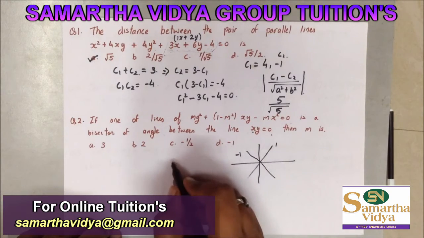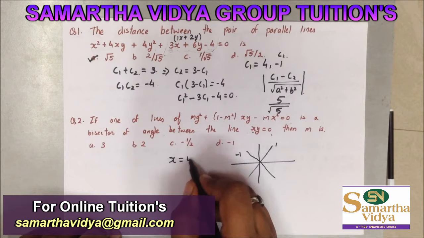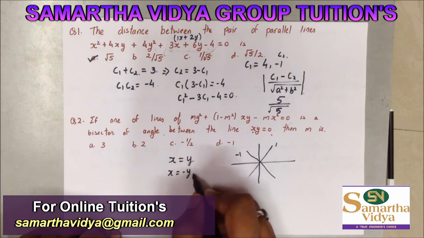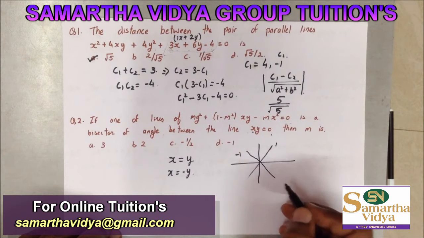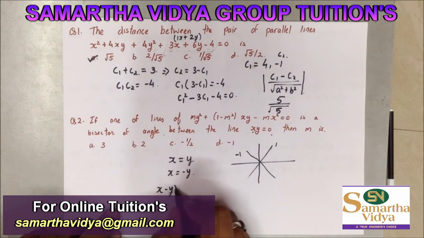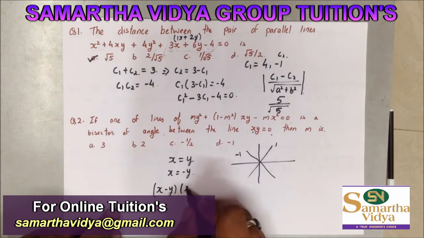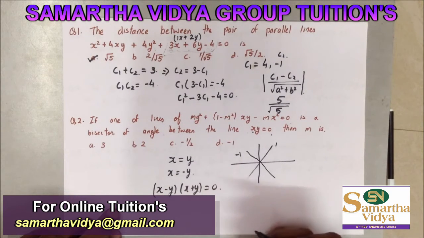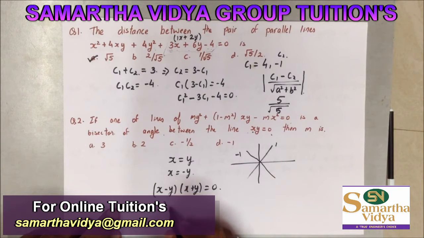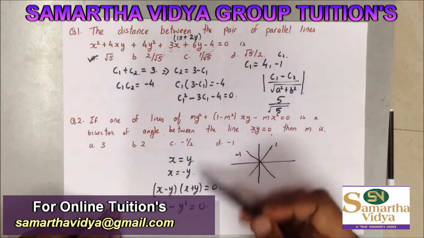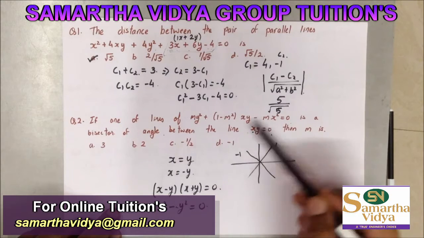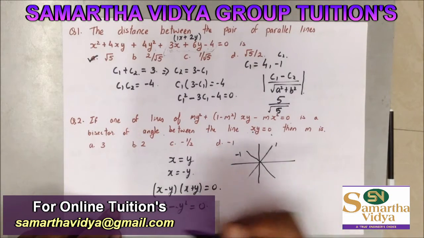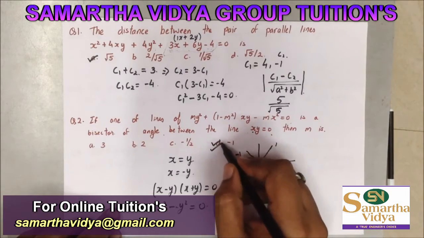From this we get that the equation is x is equal to y, or x is equal to minus y. That is the equation of the first, x is equal to y, and the equation of the second, that is x is equal to minus y. So the equation I am getting is x minus y times x plus y is equal to 0. If I open this up, I get x square minus y square is equal to 0. If I compare these two equations, my m should be minus 1, that is the x square coefficient. So basically my m should be minus 1. So that's nothing but your option D.